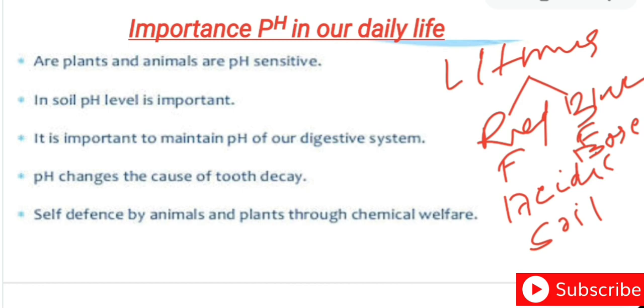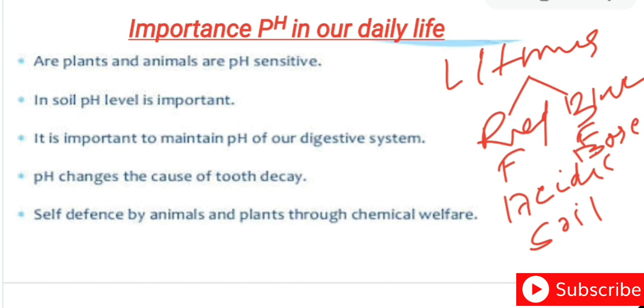Now, pH changes are also a cause of toothache. If the pH changes, because you know that tooth decay is due to acid. One acid is present and the acid helps to decay the tooth. That's why you are advised to brush your teeth before you go to bed. Our toothpaste contains a base, so we are changing the medium to alkali and we save our teeth from decaying.